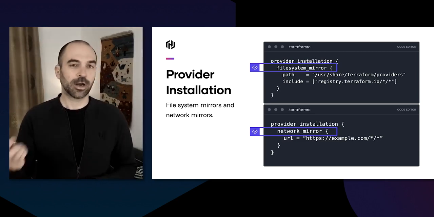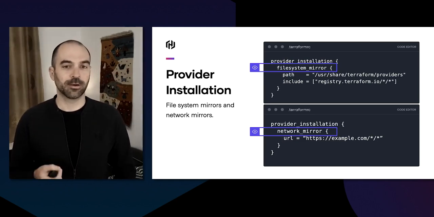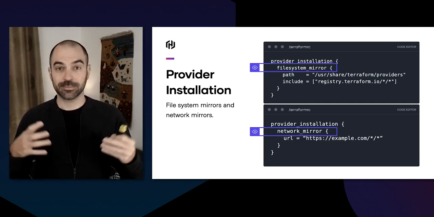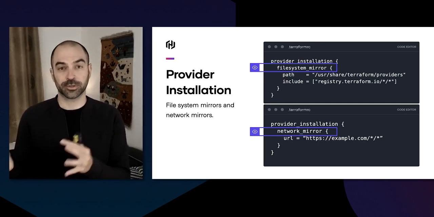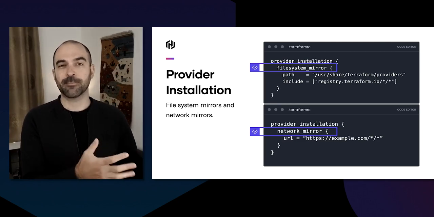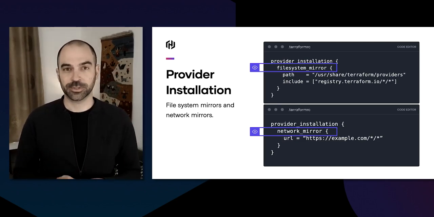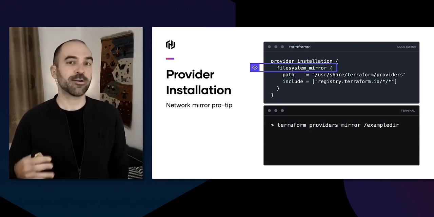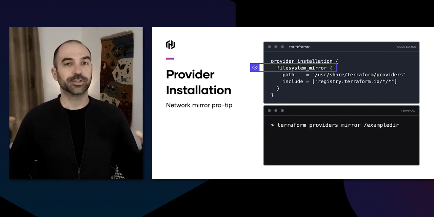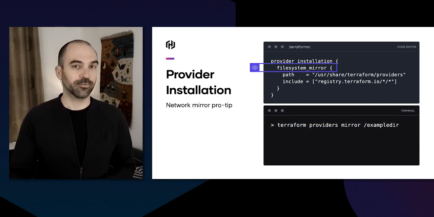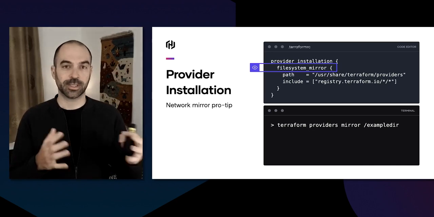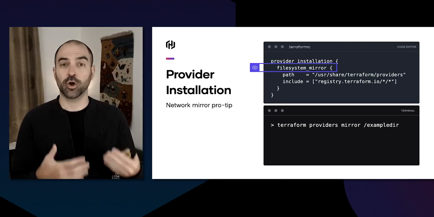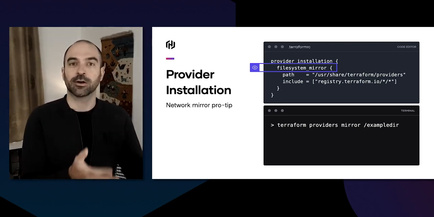In particular, I want to focus on the network mirror provider installation method, which allows organizations, teams, and operators to install providers or configure a network endpoint that can be used as an alternative to a registry source. The network mirror protocol is a very straightforward protocol that allows you to collect a bunch of static objects, so the providers sorted into the folders that reflect their source address, as well as some JSON objects that allow Terraform to know which versions and which architectures are available.